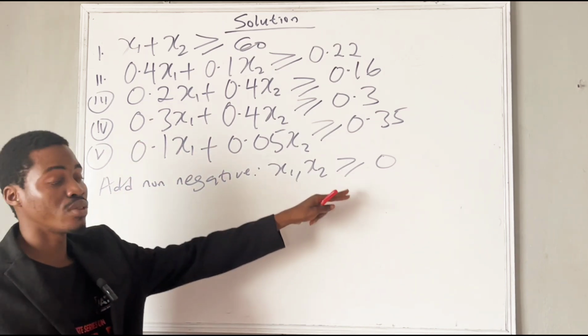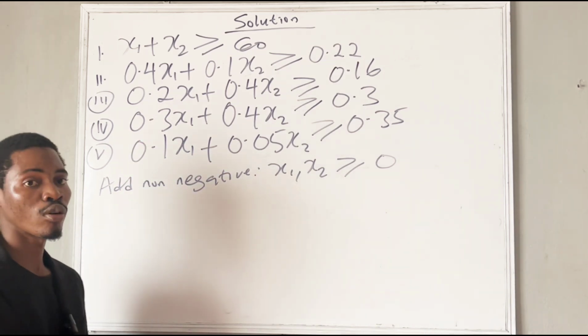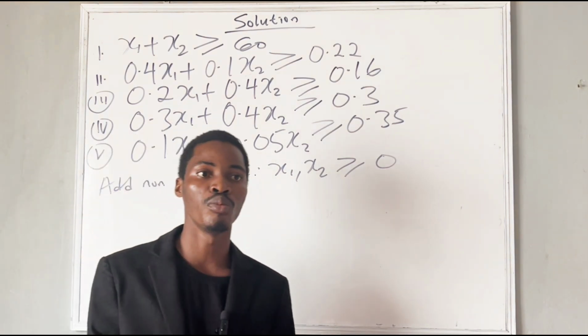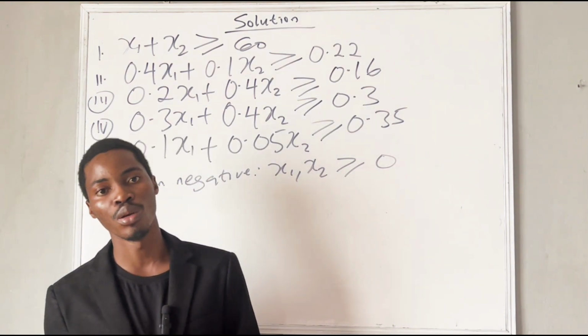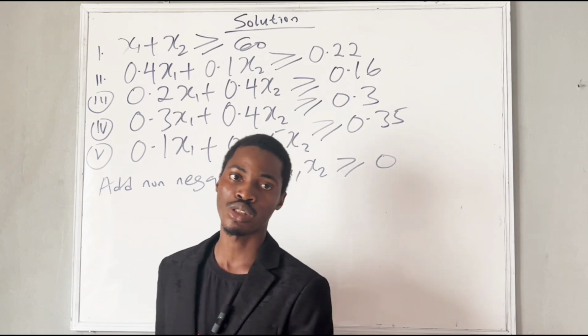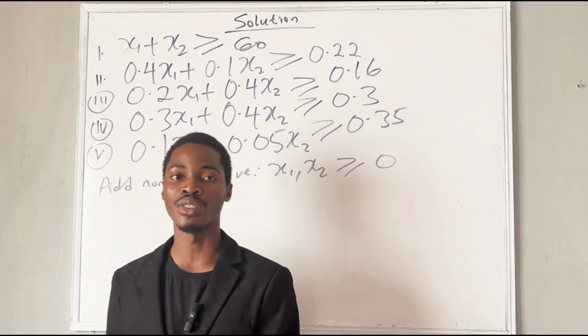So we are going to have this. This is the solution for the formulation of the linear programming problem. So we have formulated the problem for the ingredients A and B.